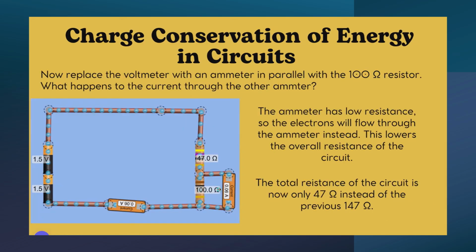Now replace the voltmeter with an ammeter in parallel with the 100 ohm resistor. What happens to the current through the other ammeter? So because the ammeter has low resistance, the electrons are able to flow through it instead, which will lower the overall resistance of the circuit. So the total resistance of the circuit, which was previously 147 ohms, is now just 47 ohms instead.